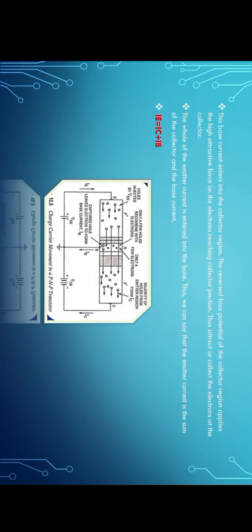The remaining electrons enter into the collector region. The reverse bias potential of the collector region applies a high attractive force on the electrons reaching the collector junction, thus attracting and collecting the electrons at the collector. Thus we can say that the emitter current is the sum of the collector current and the base current. IE equals IC plus IB.